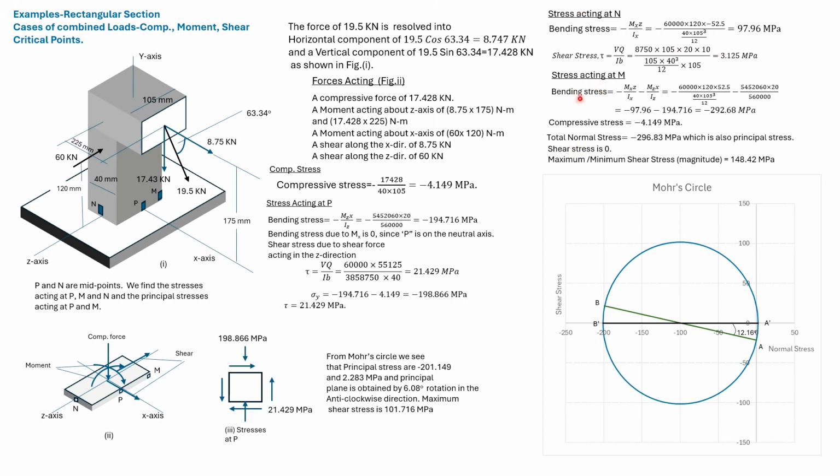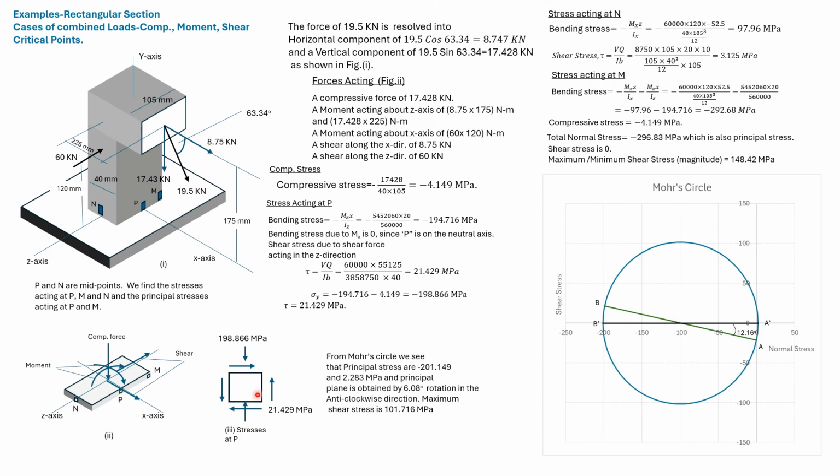The point M is subjected to bending stress due to moment about the z-axis and also about the x-axis. As we can see from the arrows, both cause compressive stress. We add the compressive stress due to the compressive force to get the total normal stress acting at point M. This point is at the corner, so the shear stress is 0. So at M, this stress and 0 are the principal stresses.